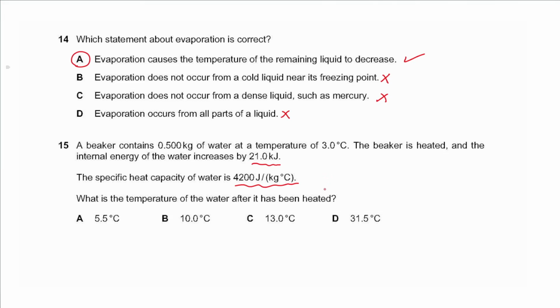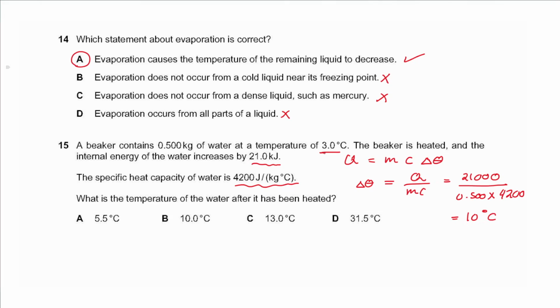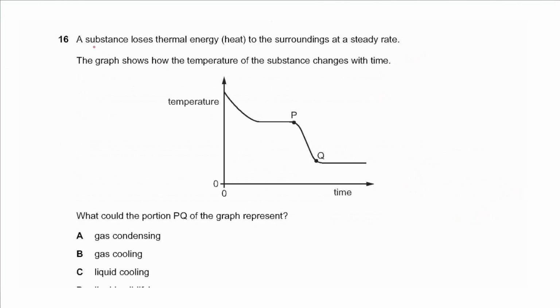So first we need to calculate the change in temperature using the equation energy is equal to the mass times the specific heat capacity times the change in temperature. If we make delta theta the subject, it is Q divided by mc. So we substitute 21,000 joules divided by the mass 0.500 multiplied by the specific heat capacity 4,200. That gives an answer of 10 degrees Celsius. So the temperature increased by 10 and it was initially 3, so we add 10 to 3. That gives us a final answer of 13 degrees Celsius. So we choose C.